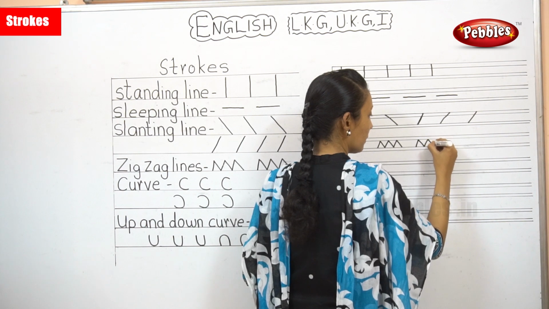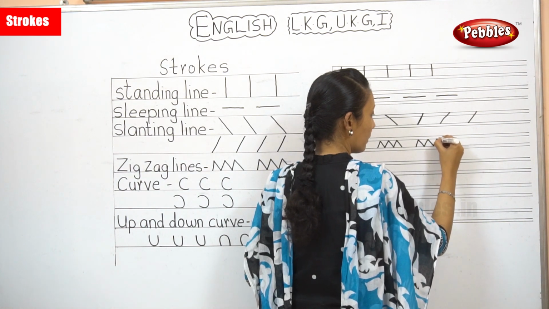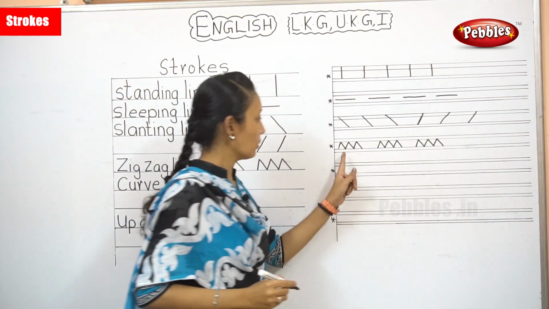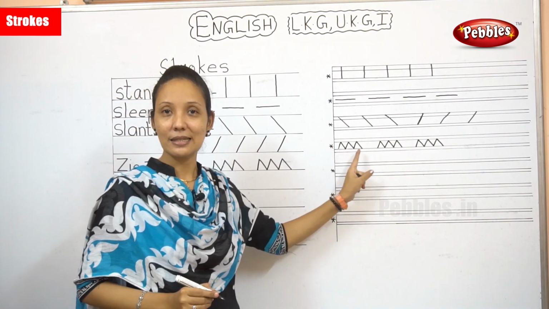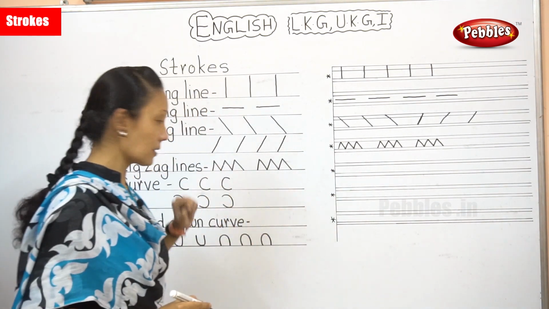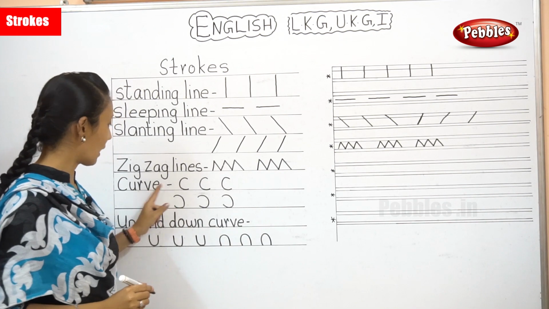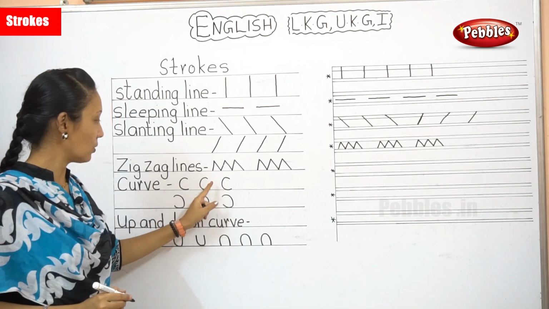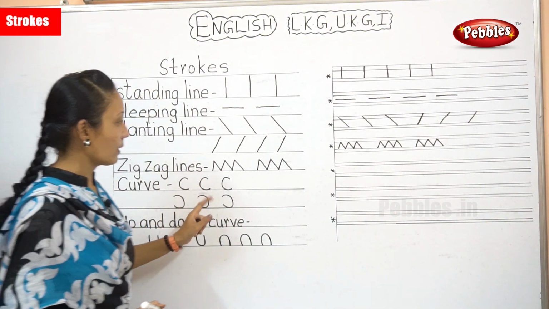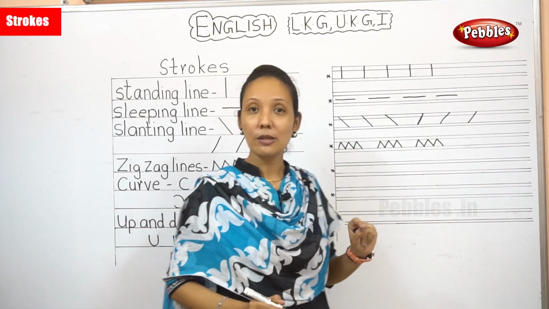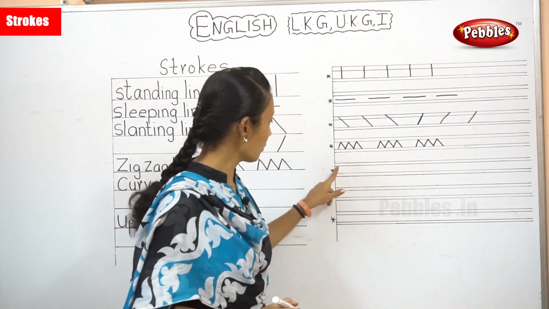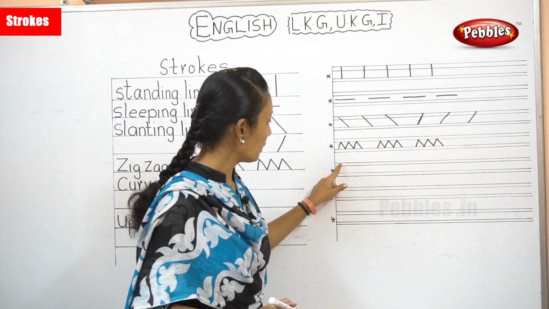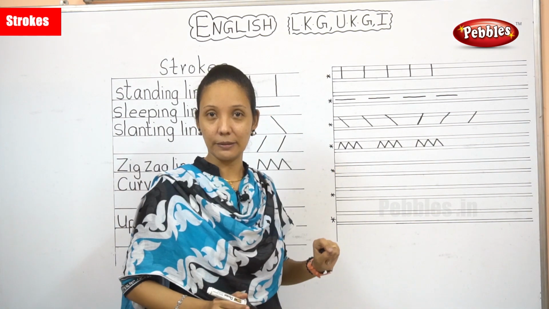Down, up, and down. So this is your zigzag lines. What is your next line, children? Yes, you have your curves, isn't it? You have two types of curves. Now, your curves also, what are you supposed to do? Yes, your curves also you should write it between the second and the third line.